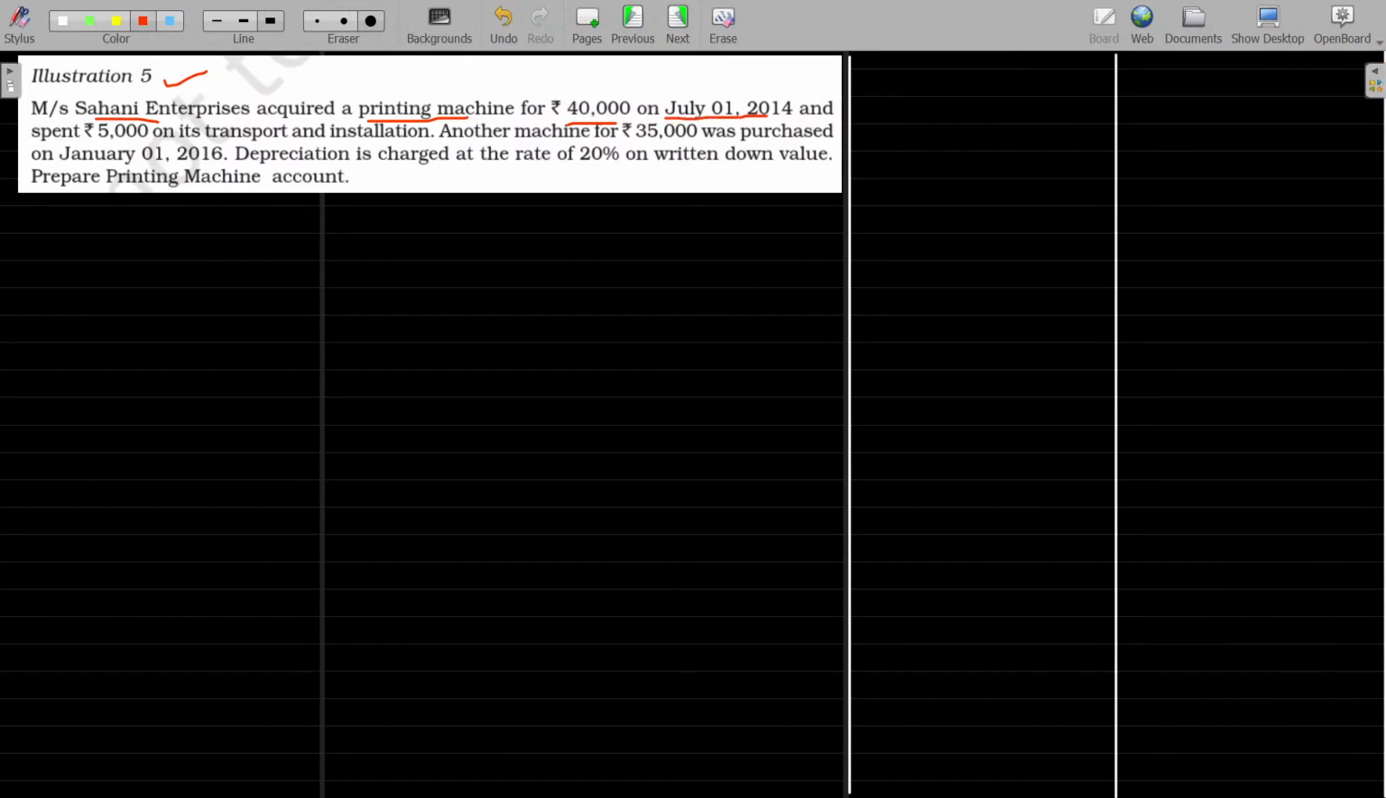July 1, 2014 and spent rupees 5,000 on its transport and installation. So the overall value being 45,000. The date of acquisition being 1st July, so this asset is eligible for proportionate depreciation, not for a full year's depreciation. Another machine for rupees 35,000 was purchased on January 1, 2016. Depreciation is charged at the rate of 20% on written down value. Prepare printing machine account.